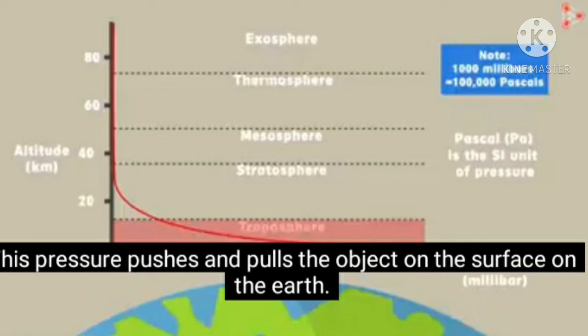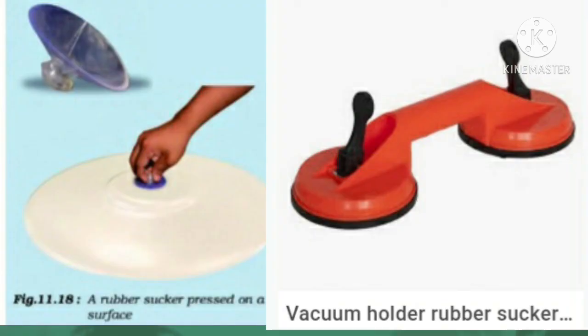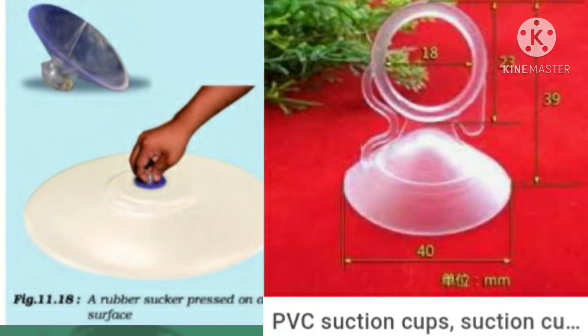A rubber sucker is a device made up of rubber or plastic that sticks firmly to flat and smooth surfaces on pressing. A rubber sucker looks like a small concave shaped rubber cup. A rubber sucker is also called a suction cup because it sticks to a surface by suction. Production of partial vacuum by the removal of air is called suction.